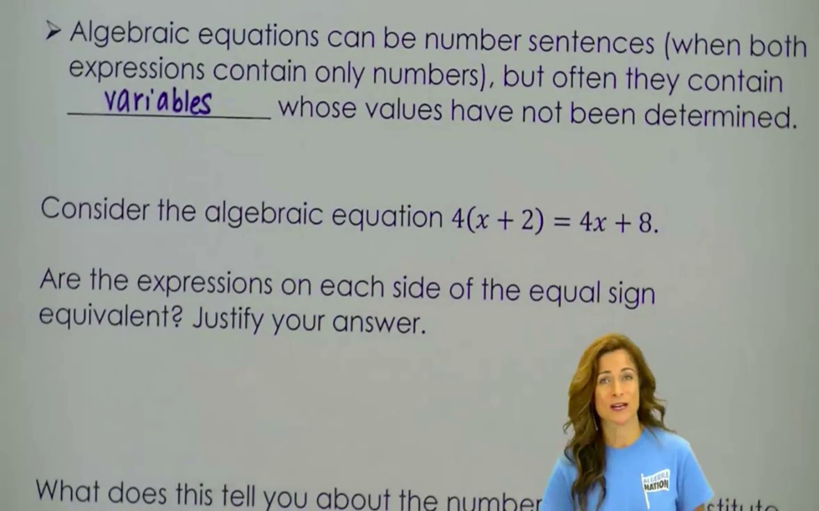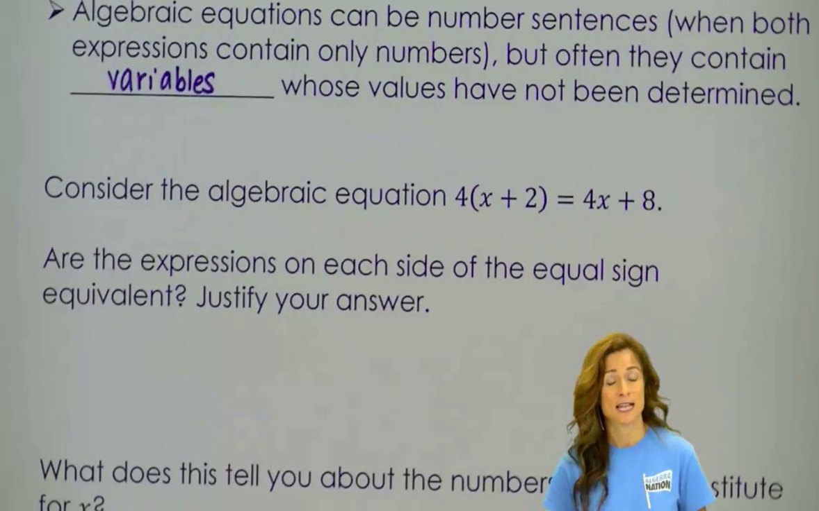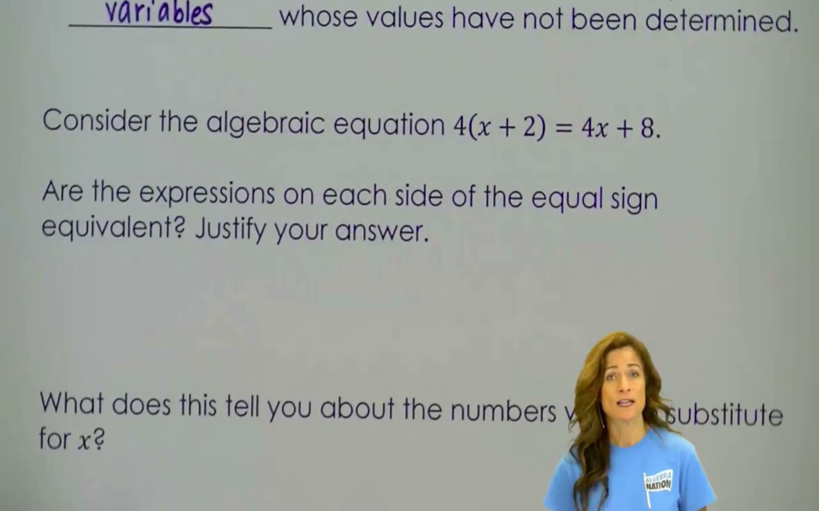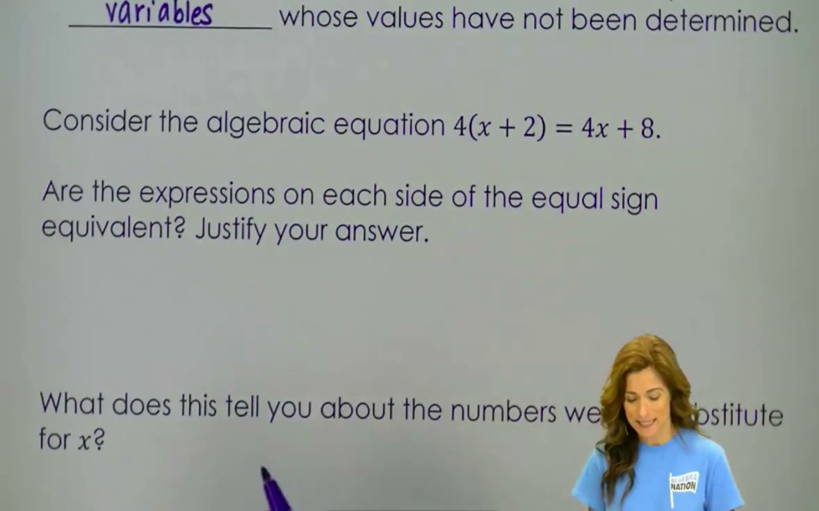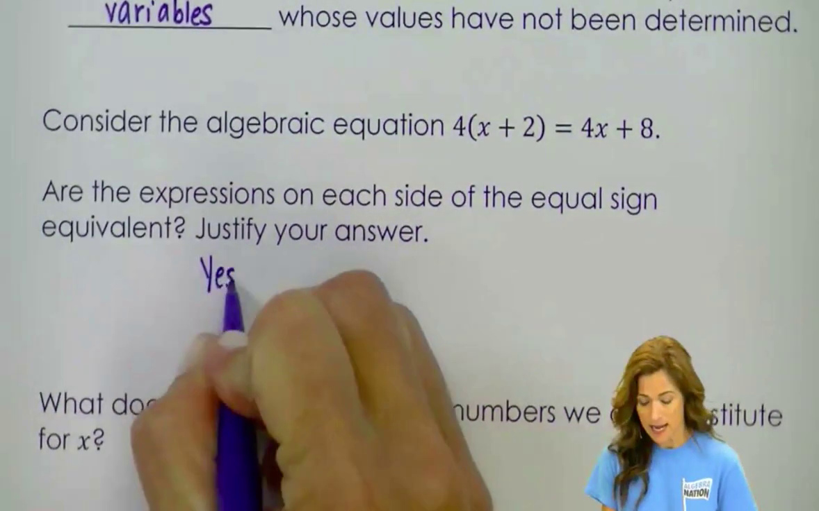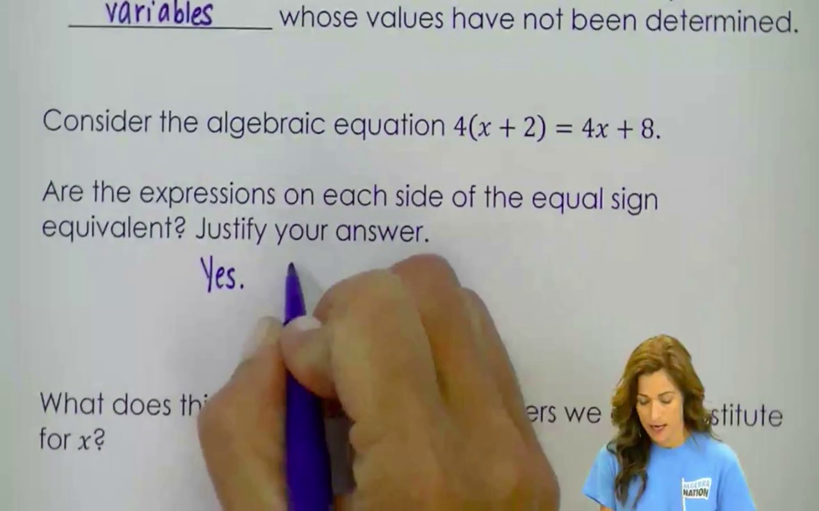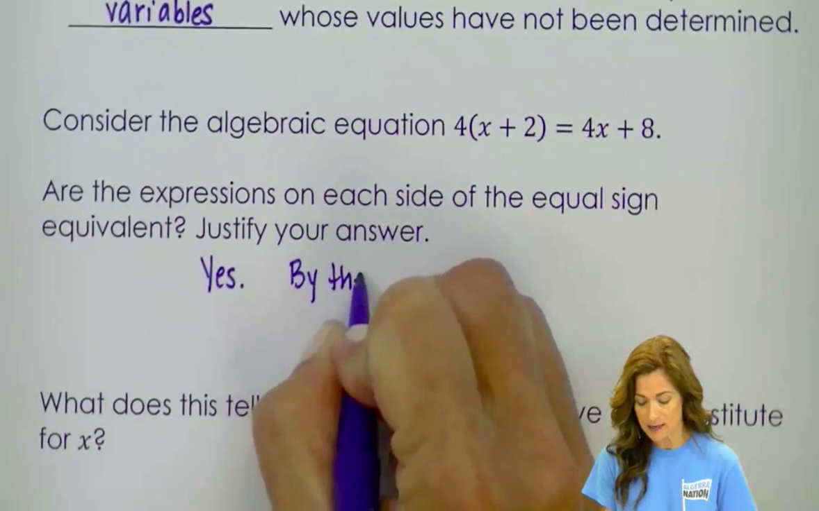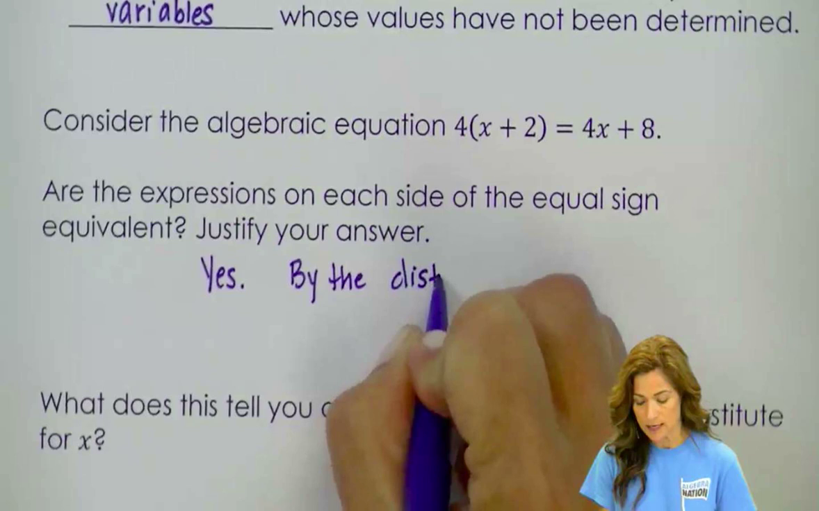Consider the algebraic equation 4 times the sum of x and 2 is equal to 4x plus 8. Are the expressions on each side of the equal sign equivalent? Justify your answer. Well, yes, they are. And how are they equivalent? We can say by the distributive property.